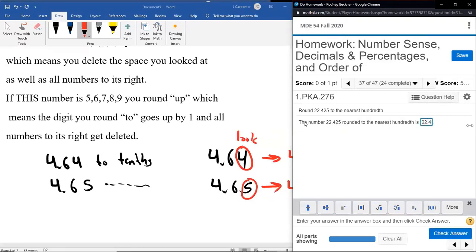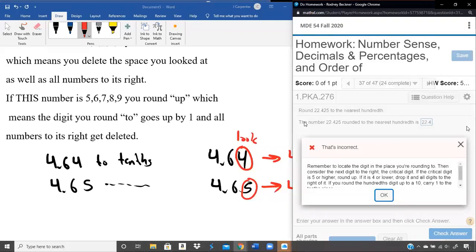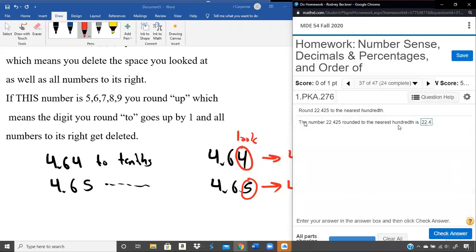Looks good, confirm, confirm, confirmed. No, it's wrong. Maybe that was on purpose, right? So we're rounding to the nearest hundredth. We're not supposed to be rounding to the nearest tenth. I said to look at the 2, didn't I? I rushed you on purpose. So let's take our time.